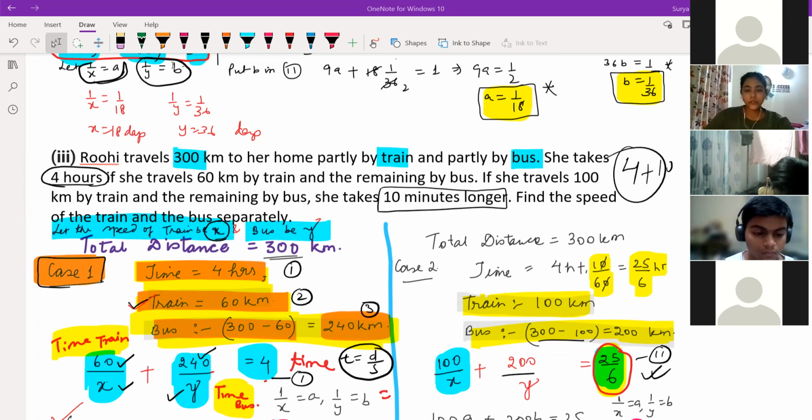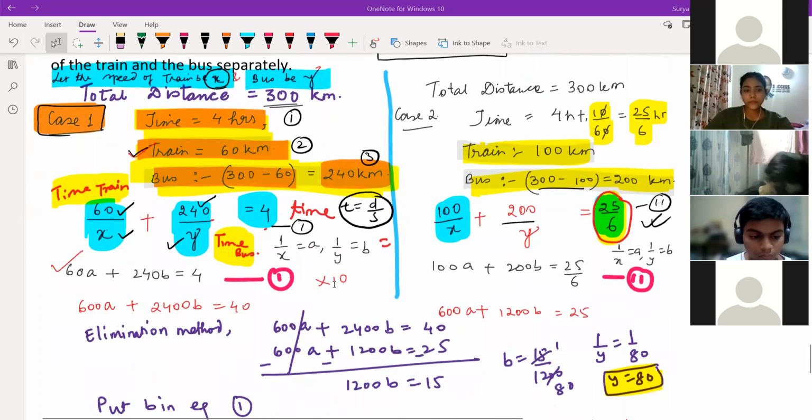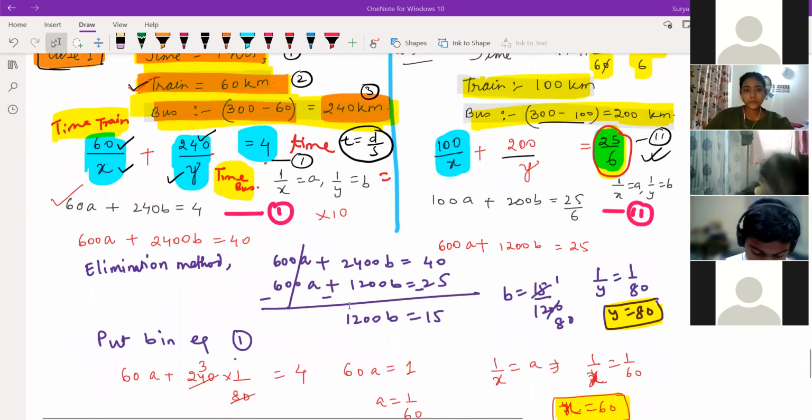Sir, could you solve it once? I'm having a little bit of confusion. Okay, fine. I have done it by the elimination method.